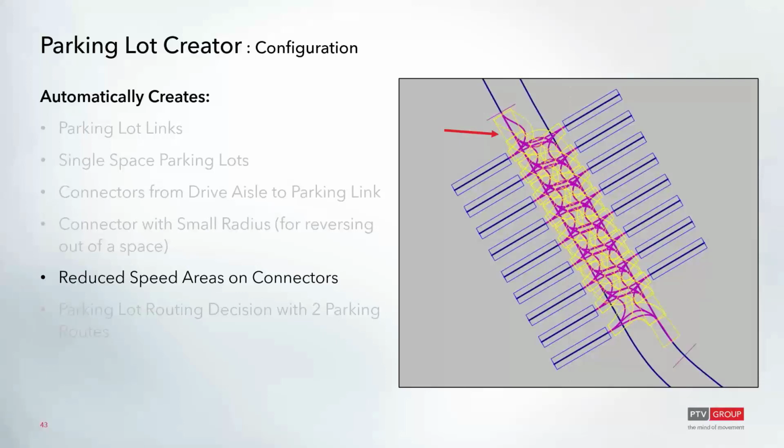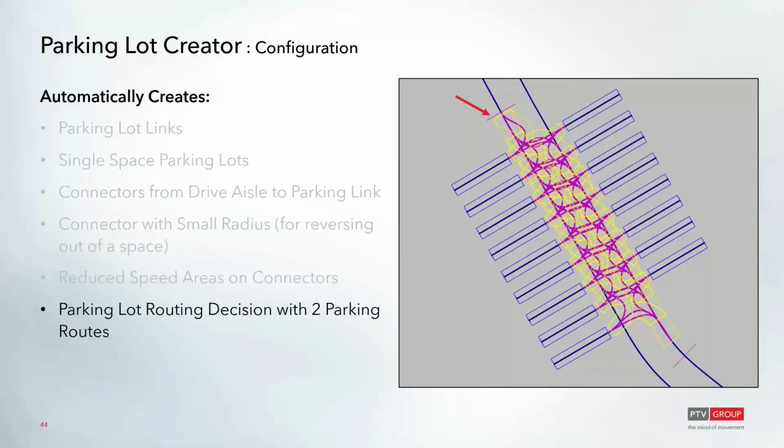And then in addition, you'll also get the reduced speed areas placed on all of those connectors for you. And then again, by default, if you leave those default settings, you'll also get a couple of parking lot routing decisions, and each of those are going to have a couple of parking routes located in them for those vehicles to access the parking lot.